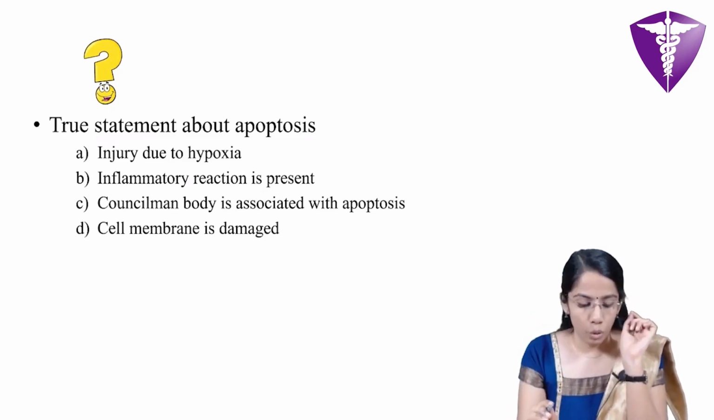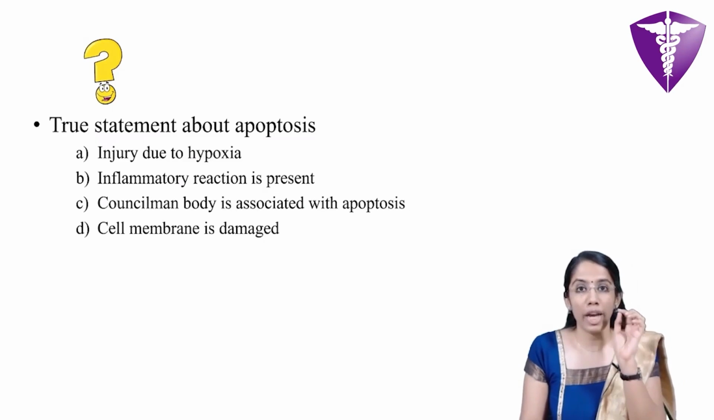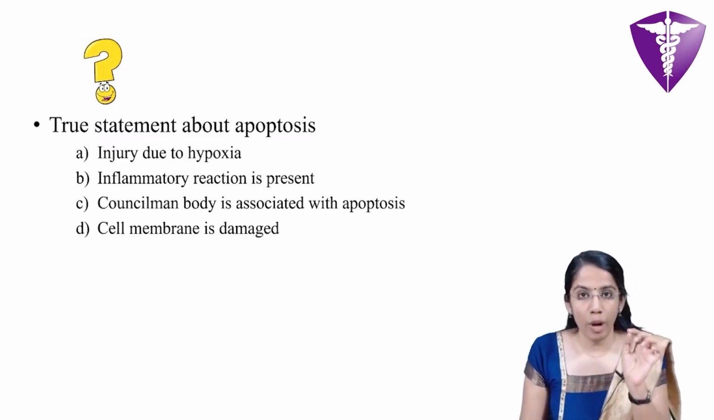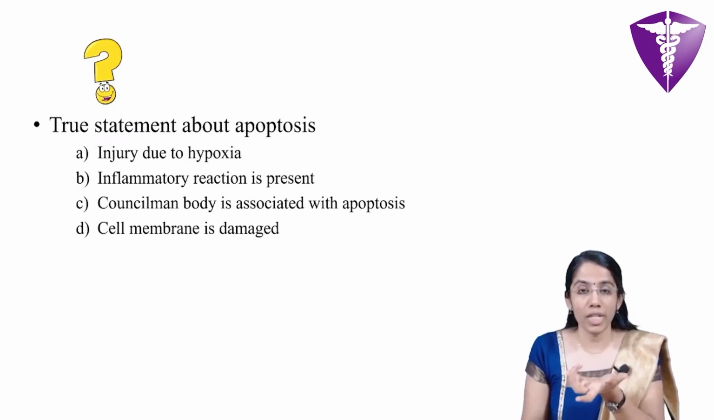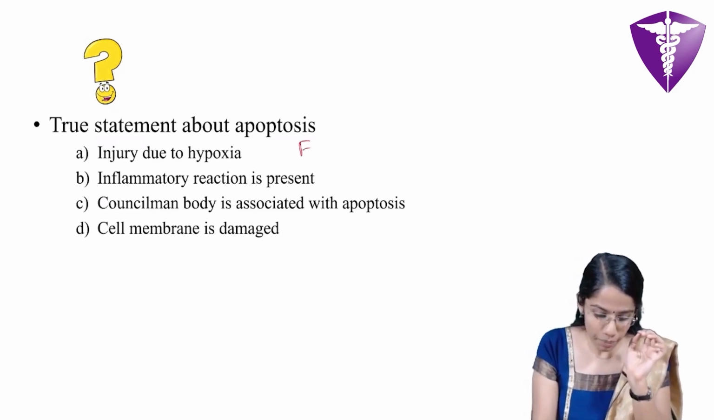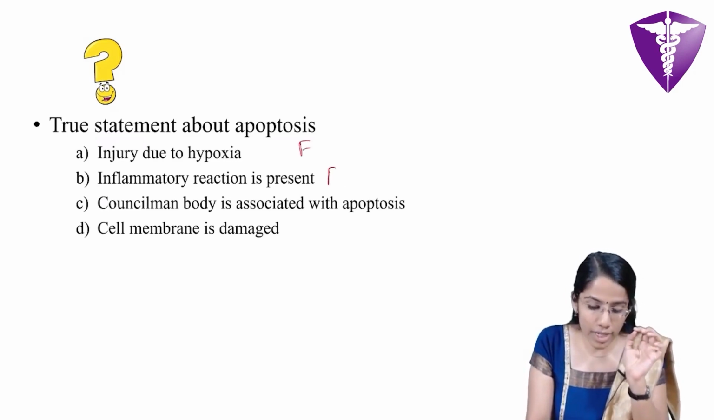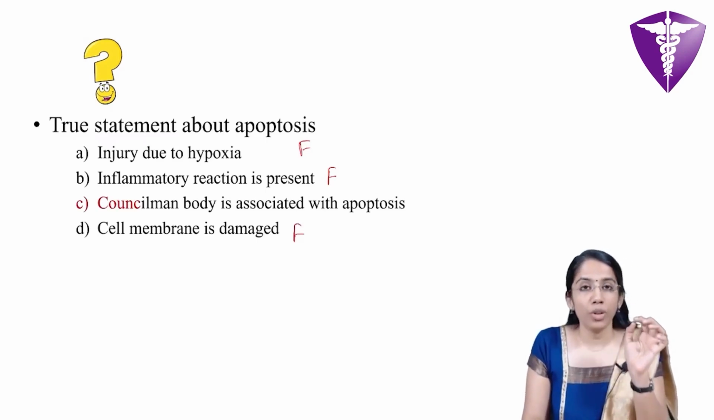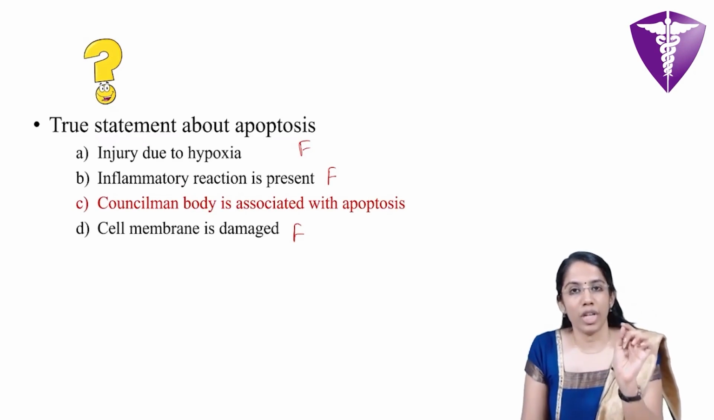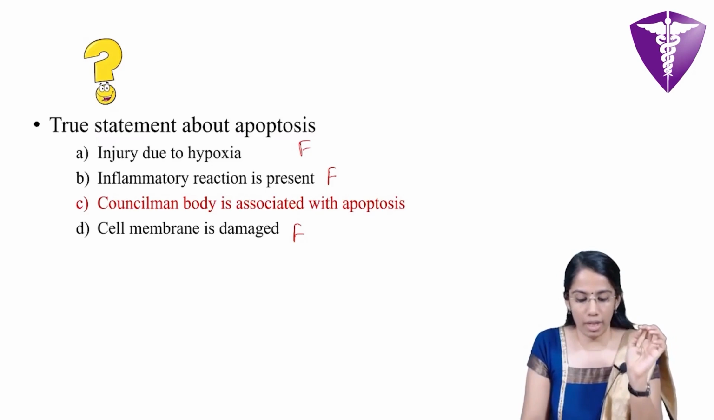So now we'll be dealing with a few questions. True statement about apoptosis: injury due to hypoxia. That is false because injury does not occur due to hypoxia in apoptosis. Injury is mainly due to lack of survival growth factors or due to DNA damage or misfolded proteins. So that is false. Inflammatory reaction is absent and the cell membrane is usually intact. So the true statement is that Councilman body is associated with apoptosis. This Councilman body actually occurs in yellow fever and certain other conditions.